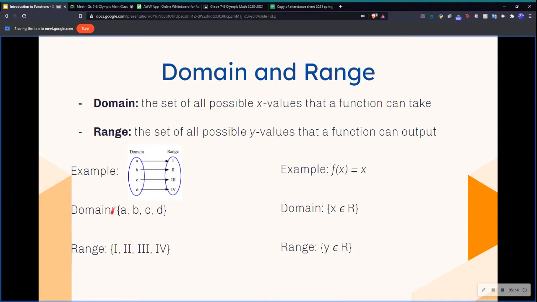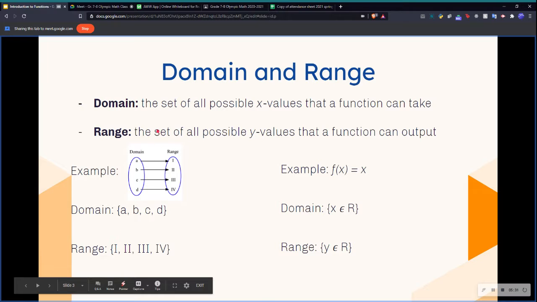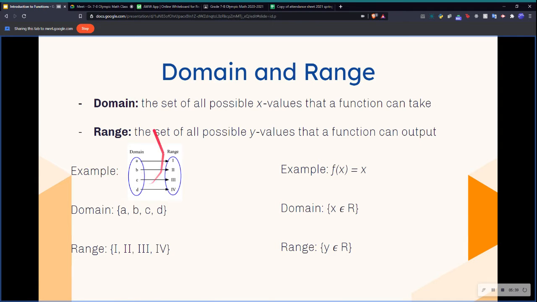You'd use set notation, and you just put all the elements inside that set. So for the domain, you would have in your set A, comma B, C, and D. That's your domain. It's just all of these values right here. And your range is just all of your values over here on the right side, which is 1, 2, 3, and 4. So that's the domain and range for this. That's for a table, or anywhere you have all the values that are mapped.